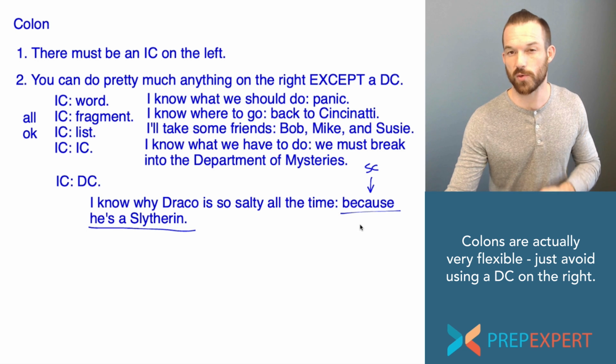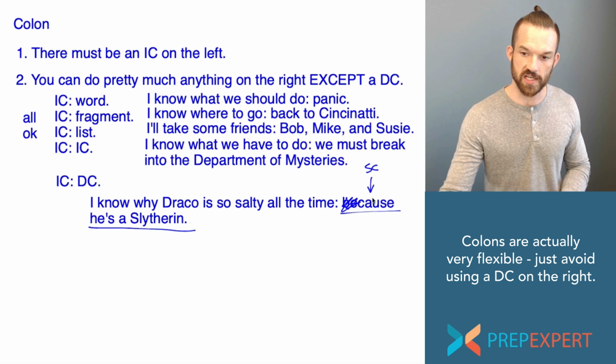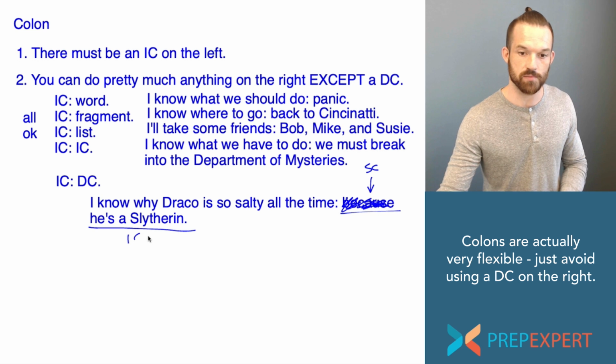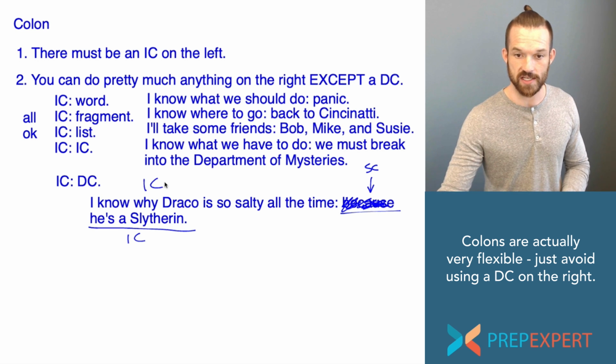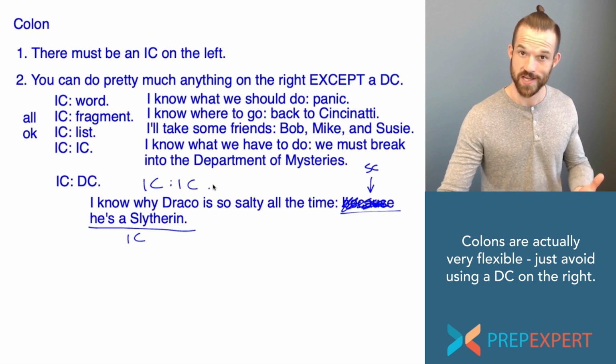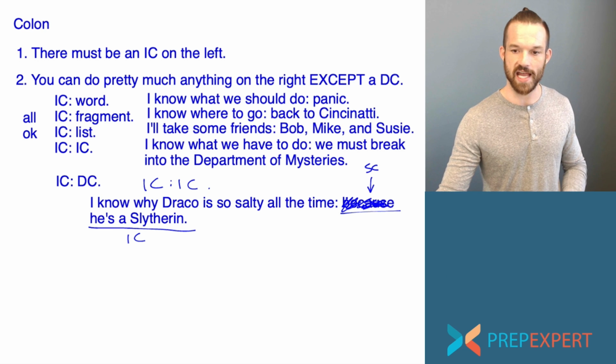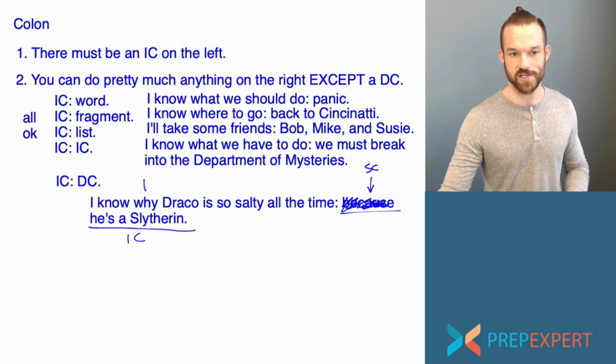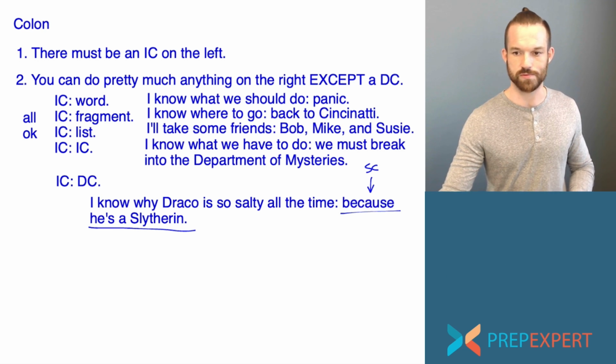However, there is a very simple fix for this problem. If I just eliminate the subordinating conjunction because, then what remains is a simple independent clause. So now I have independent clause colon independent clause, and that would work. But again, you can't use a colon with a dependent clause on its right. End of story. That rule's beautifully simple.